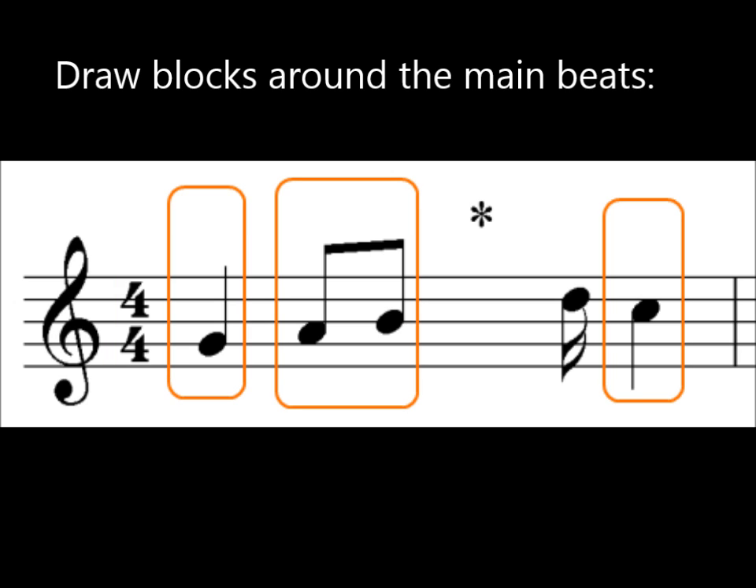Next, you should draw blocks around the main beats that you're certain are there. So we've got one on the crotchet first beat, we've got the second main beat made up of 2 quavers, and then something in the next beat, and then finally the last crotchet is the 4th crotchet beat of the bar. We can block these off, and then what's left is what we need to fill in with rests.